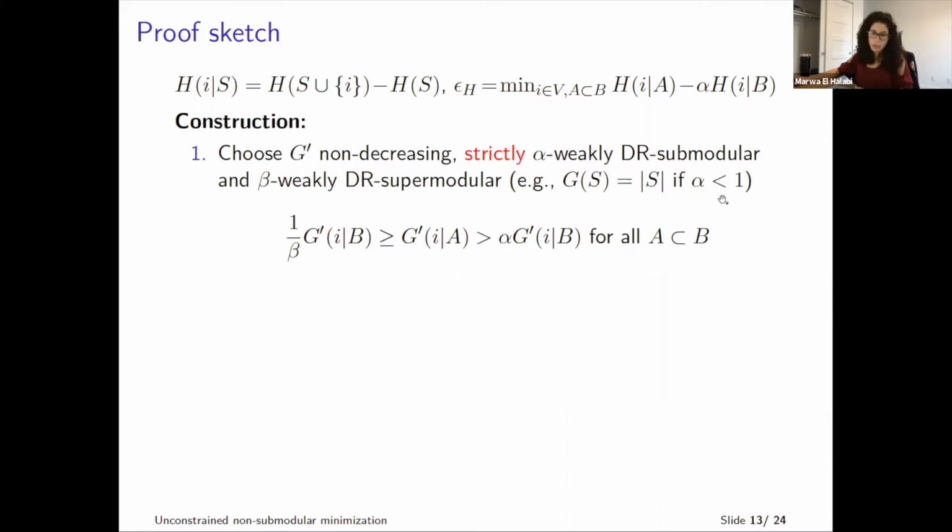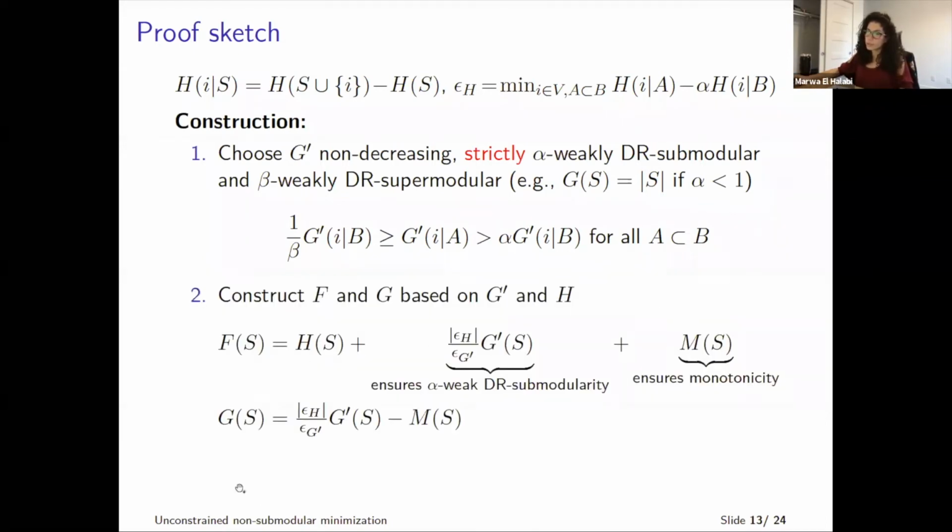If alpha is strictly less than 1, then a simple choice to satisfy this would be just taking g of S equal to the cardinality of S. If alpha is equal to 1, then it's a bit more tricky, but we do provide an example in the paper of a function that will satisfy this.